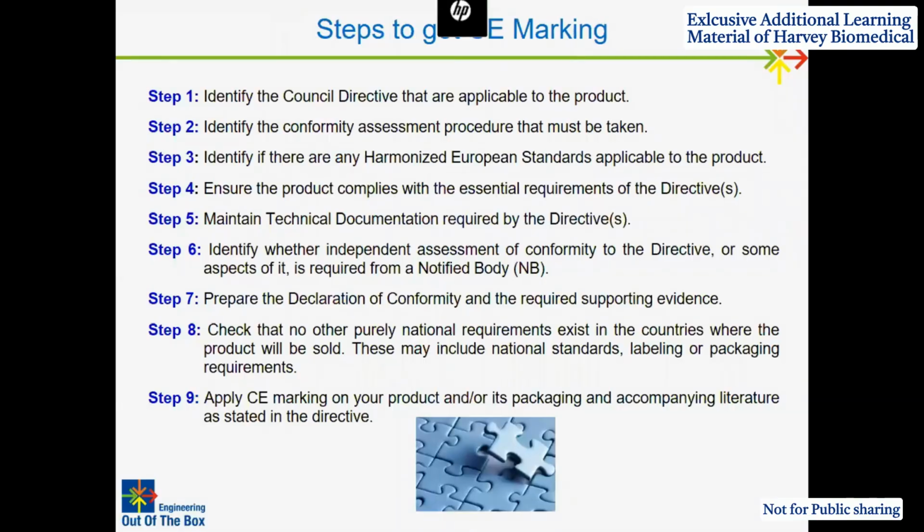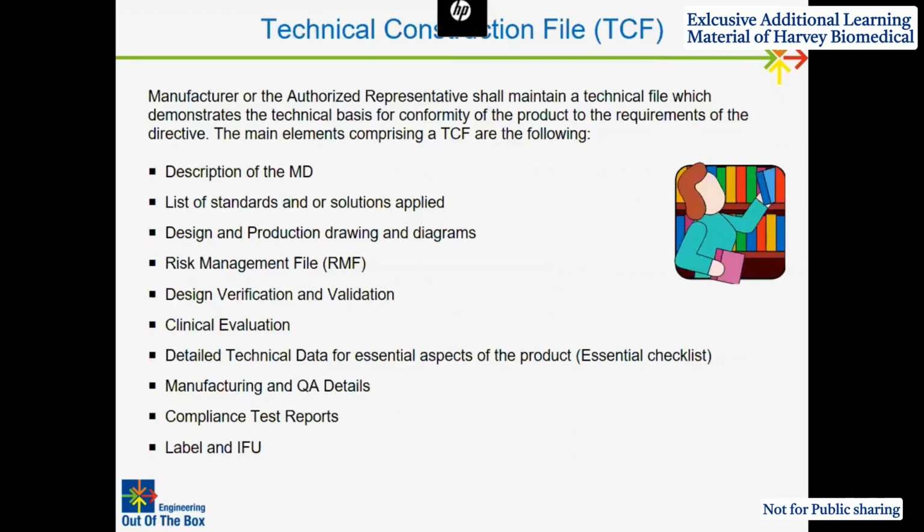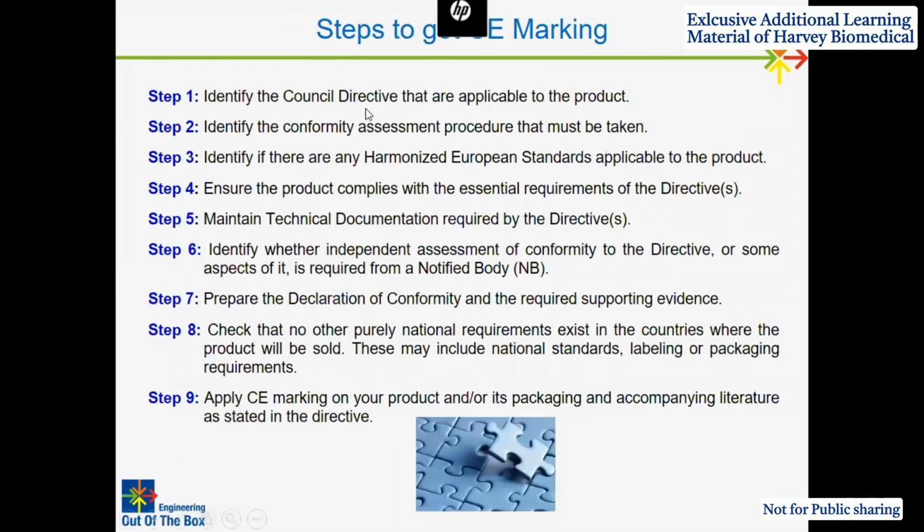Yeah, steps to get CE marking. You see, a total of 9 steps will be there. In these 9 steps, first identify the council directive that is applicable to the product. It means what regulation is applicable. Then the conformity assessment procedure must be taken. Then harmonized European standards. As I told, there are harmonized standards specific and applicable to the product that we have to verify. Then the product complying with the essential requirements, meaning the general safety and performance requirements, whether it is meeting them or not, and maintain the technical documentation required by the directives.